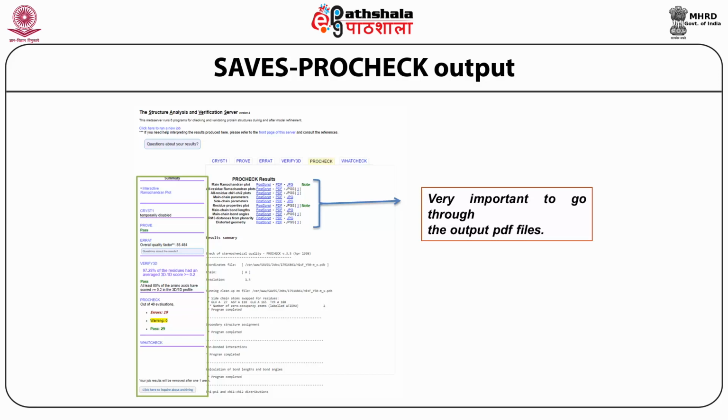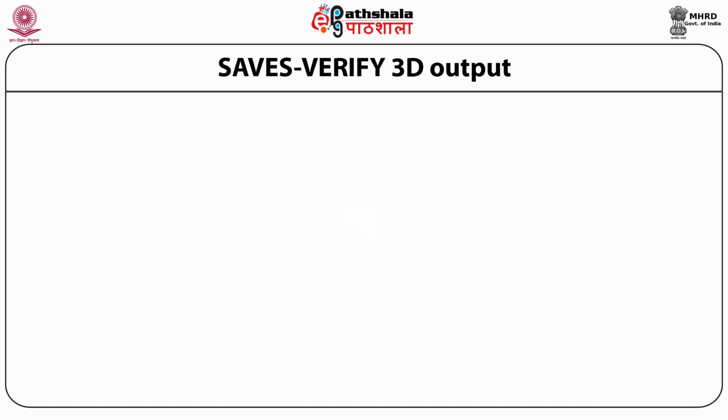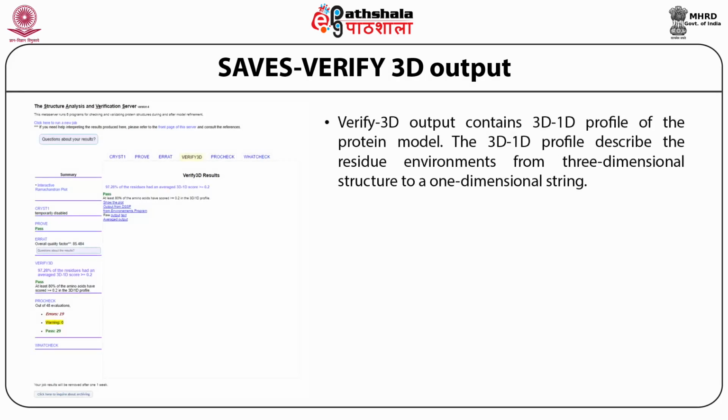It also gives the overall summary of the plot which we saw in the earlier project output summary. A similar summary is also there. So if we click that PDF file or PostScript file, it gives you the overall summary of the geometry file. Next, let's see the Verify 3D output.